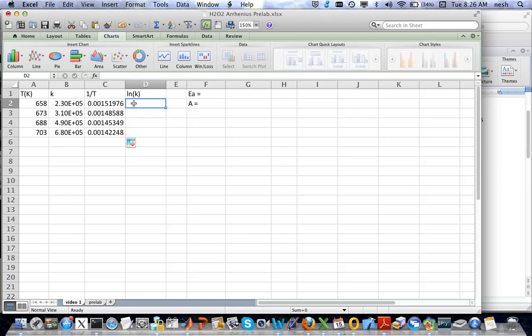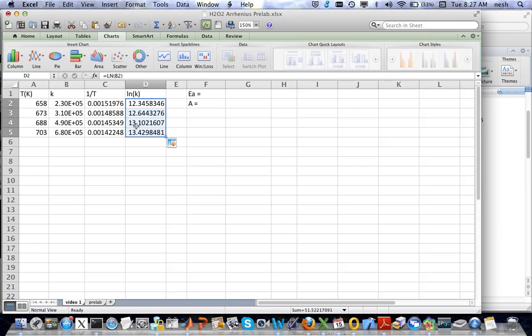How about the k column, or the log of k? Well, Excel has a built-in function called natural log. It's ln, just like it looks. So if you want to give that a shot. Okay, here's my attempt: equals ln, open parentheses, and I give it the k box, close parentheses. There's that number. Now I'm going to fill that down.